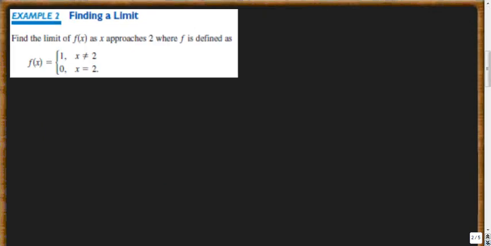The second example is finding a limit. We're finding the limit as x approaches 2, where f is defined in the following way. So we're looking at x approaching 2. This function is 1 when x isn't 2, and 0 when x is 2. So let's think about this in a couple of ways. Let's make a table.